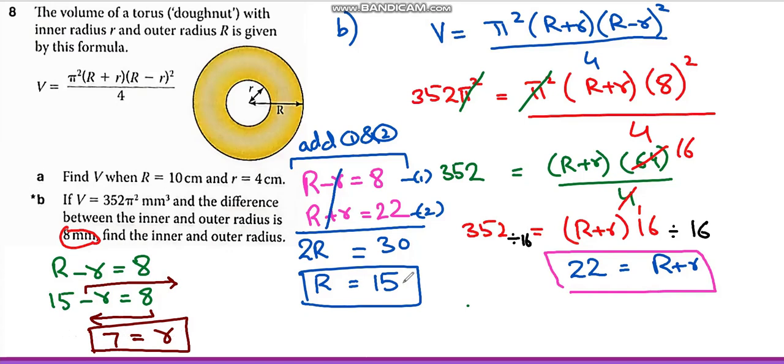And by the way, it's very important to mention the unit. So it should be 15 millimeter and this should be 7 millimeter.